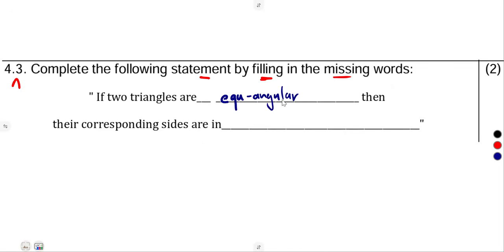All right? That is, if they are equiangular, we can refer to these as similar figures. Then their corresponding sides are in what? They are in proportion, in the same ratio throughout. If two triangles are equiangular or if two triangles are similar, you can use that one.